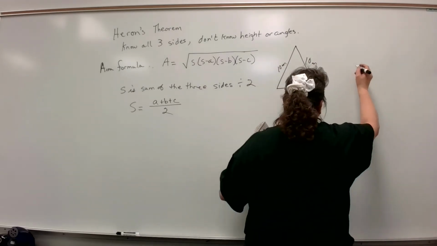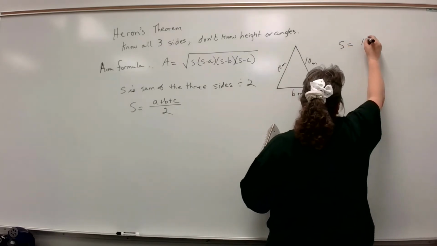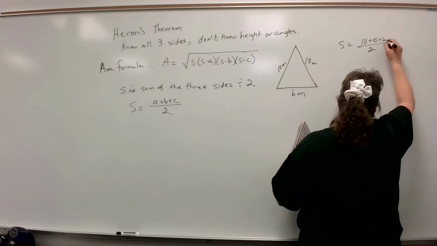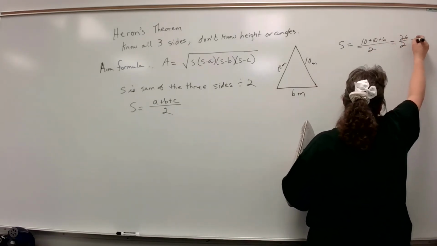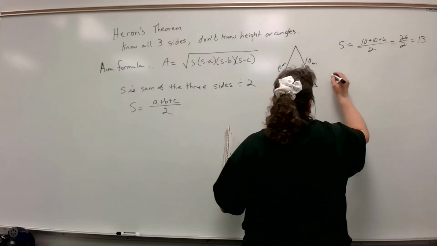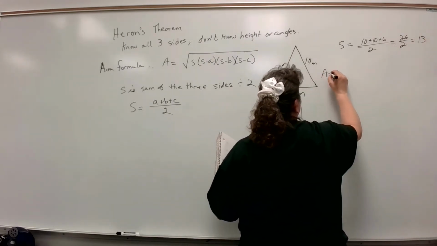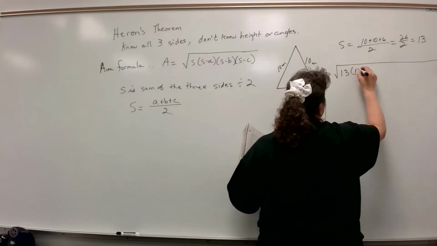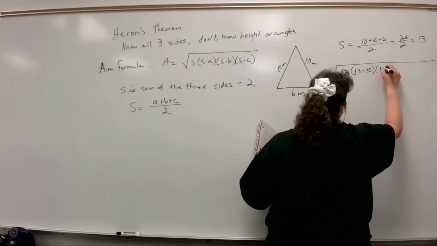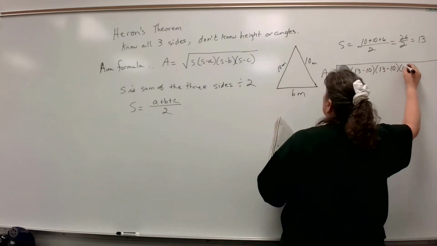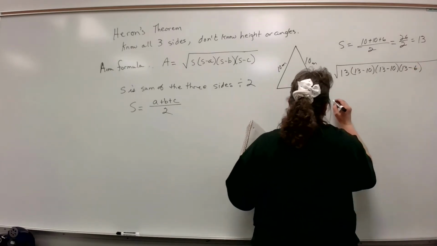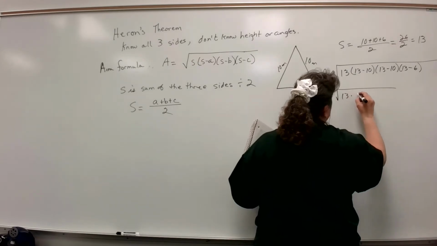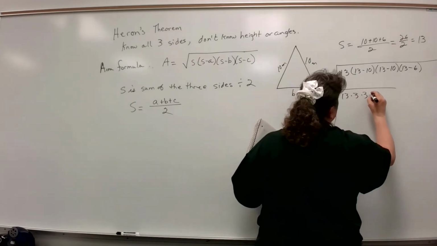Now let's look. First of all, our S is equal to 10 plus 10 plus 6 divided by 2. And that's 26 divided by 2, which equals 13. Okay, now my area is equal to the square root of 13 times 13 minus 10 times 13 minus 10 times 13 minus 6. So my area is equal to the square root of 13 times 3 times 3 times 7.